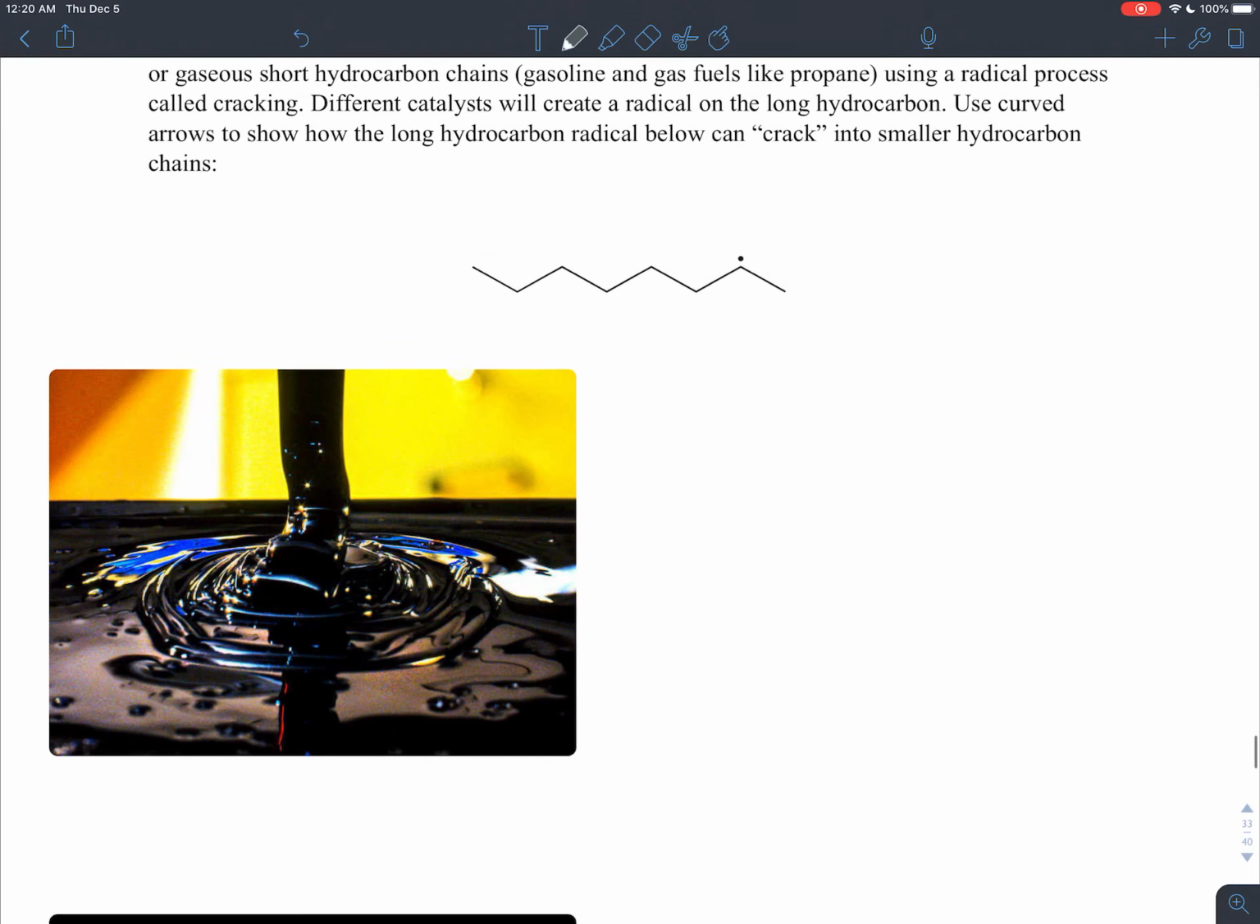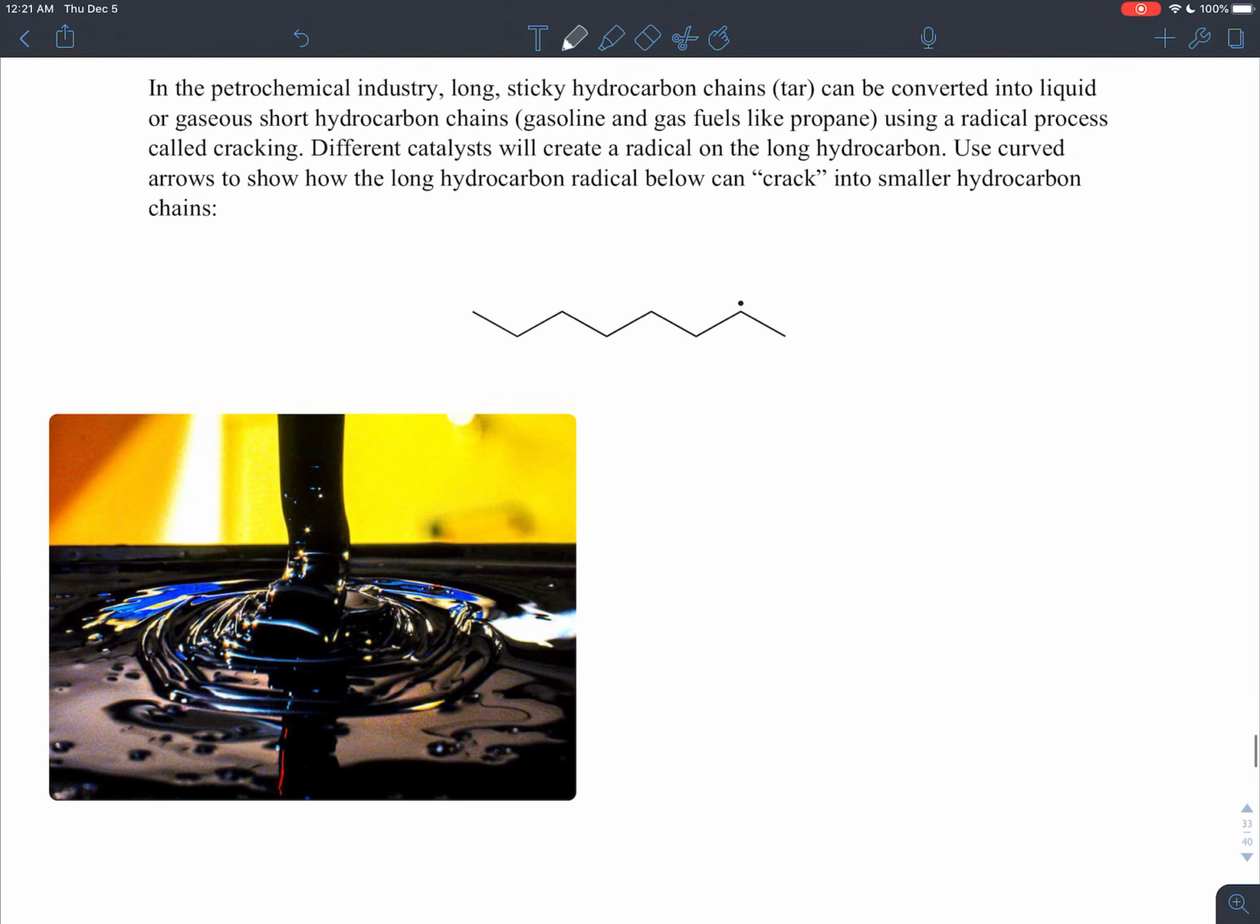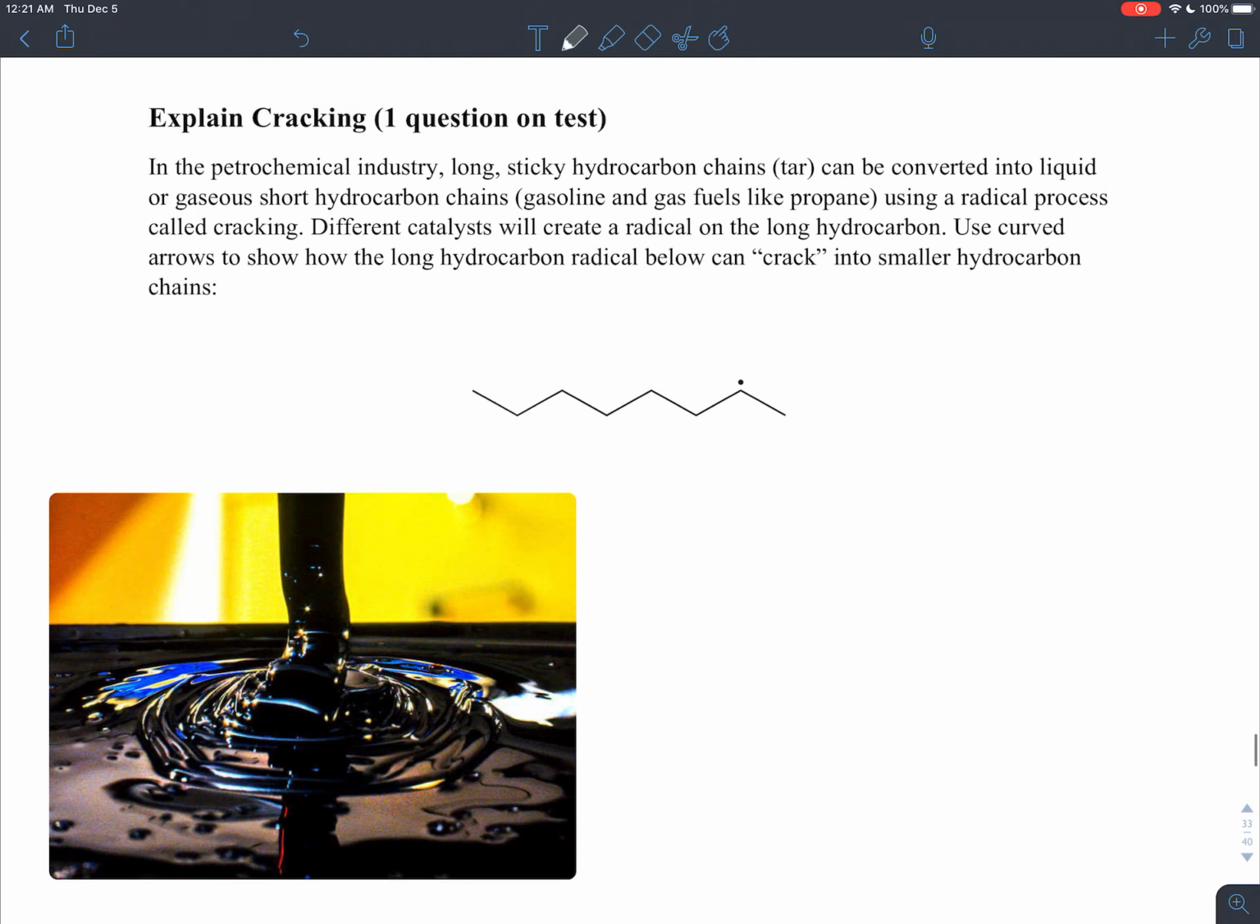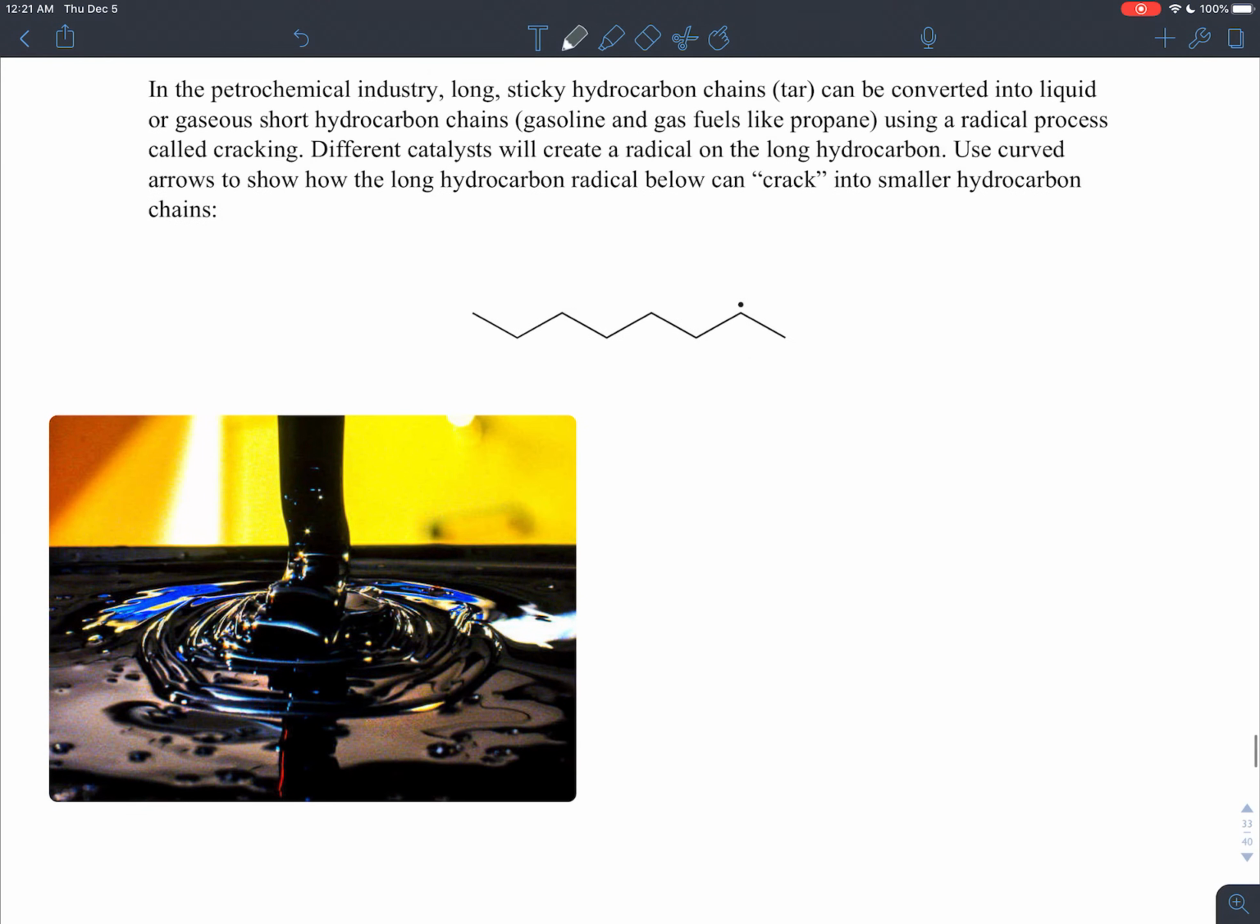So scientists use different catalysts. Metal catalysts, they're complicated and kind of outside of the scope of this class. But those catalysts create a radical on these carbon chains. So you see this unpaired electron here. And once you have that radical there, you could understand how, through a radical process, the molecule can start to break or crack apart.